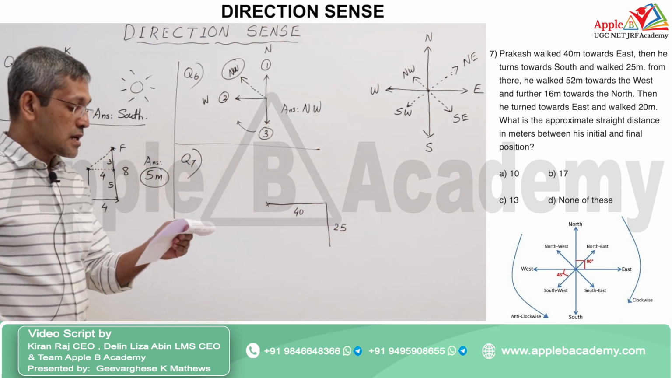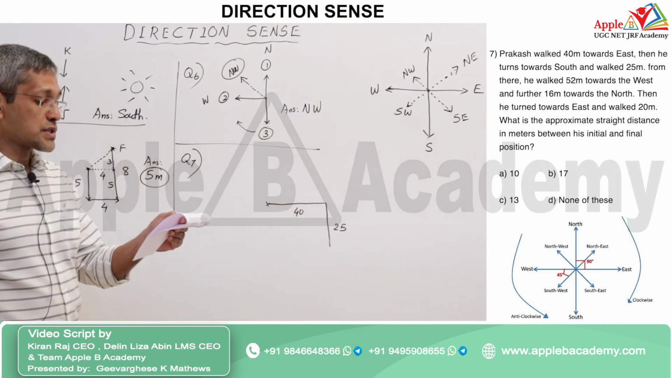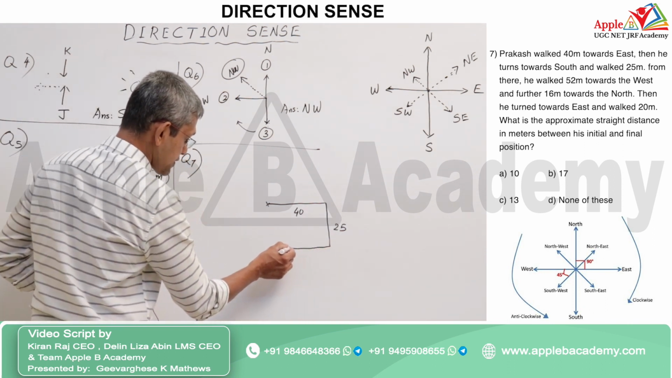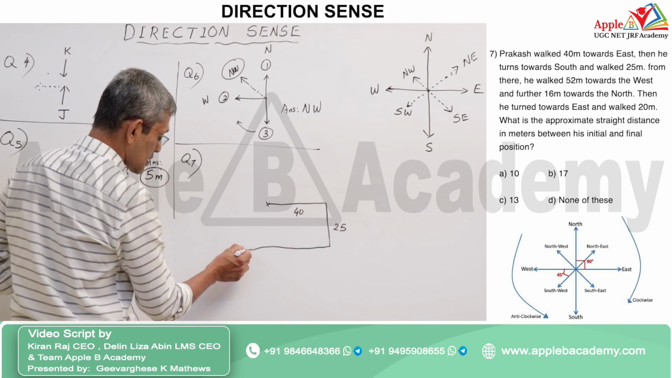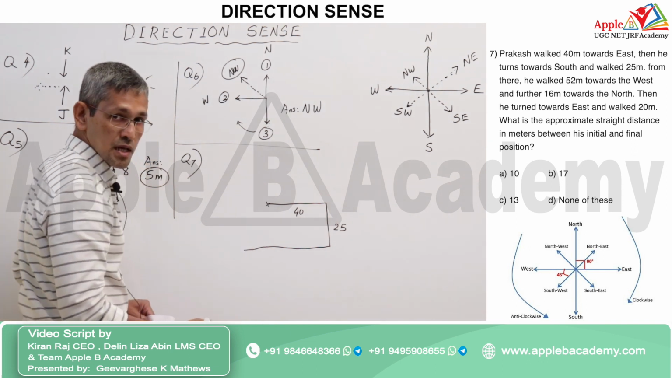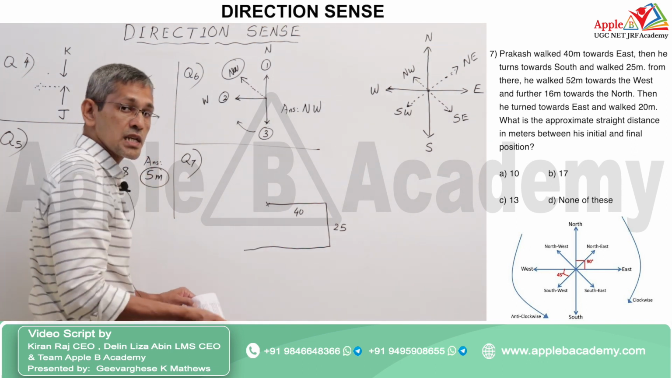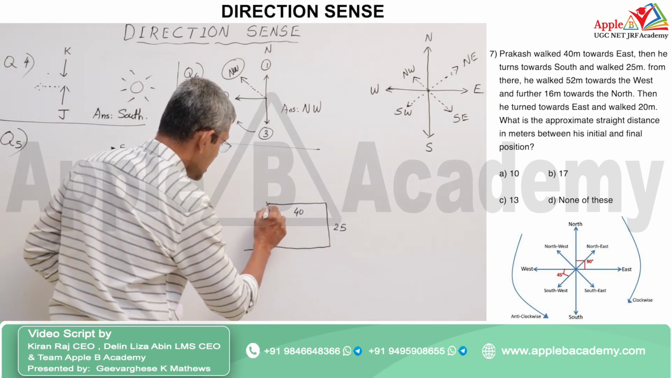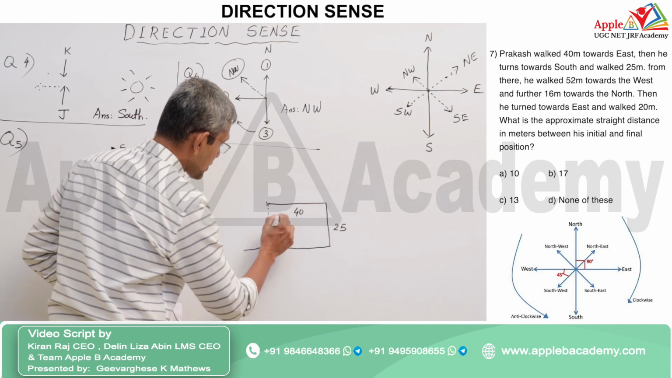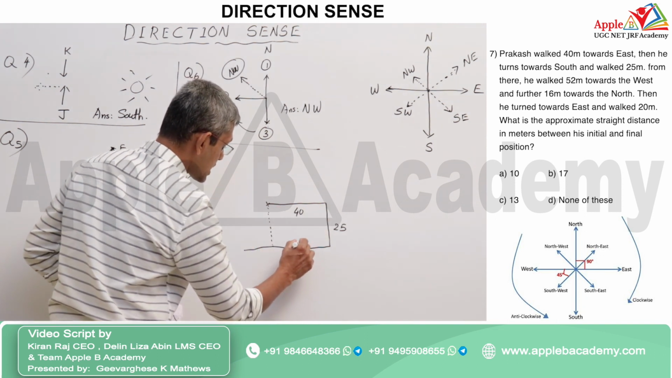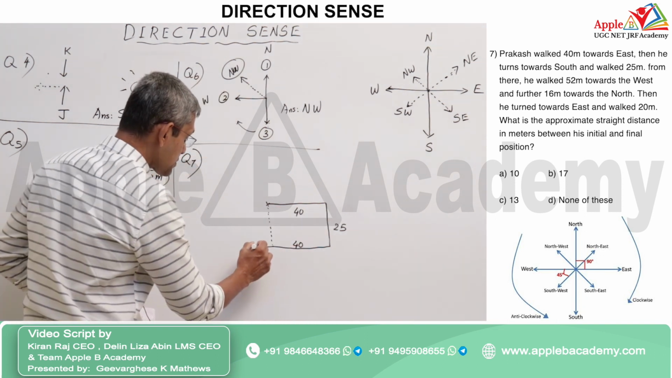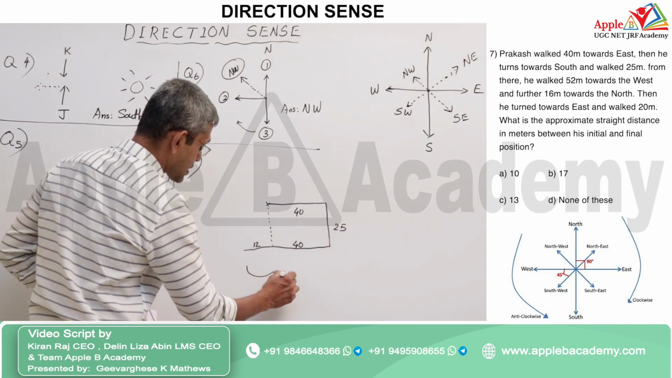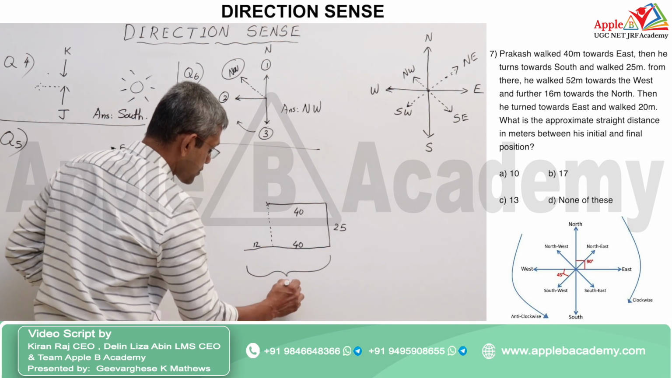And from there, he walked 52 meters towards the west. So from this point, he walked 52 meters towards west. Okay, it must be a straight line, but when I tried to make a straight line, it became a curved line. No need to worry about it. Here, this is 40, and this is 40, total 52. So the balance must be 12. So this distance is 12. So from this point to this point, the total is 52 meters.